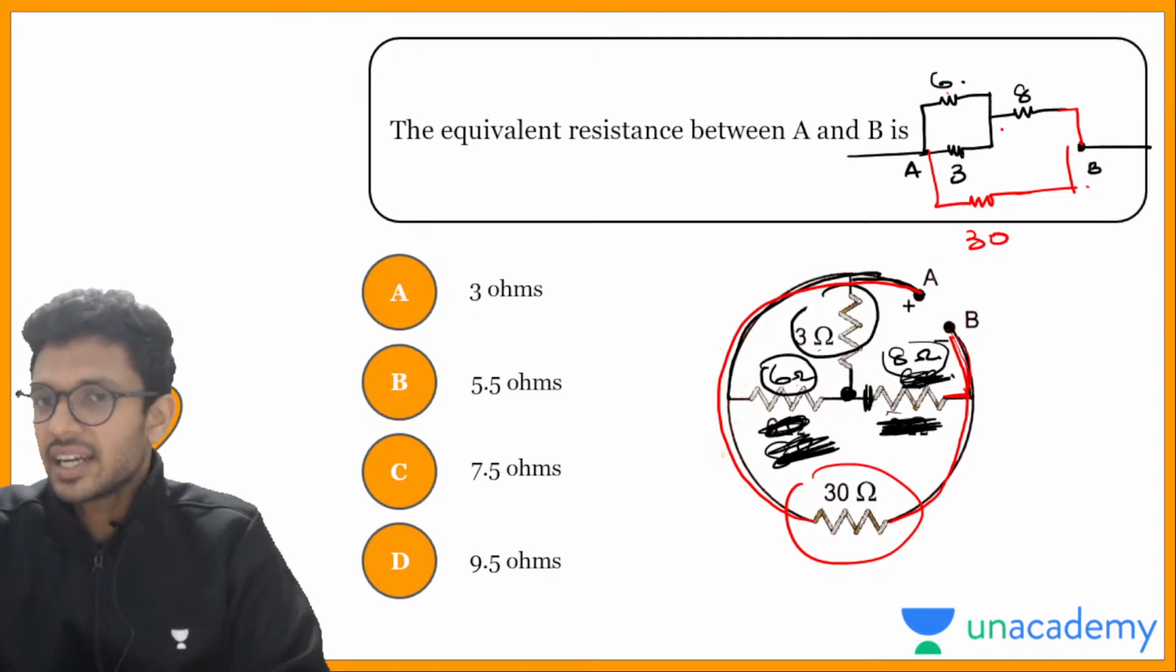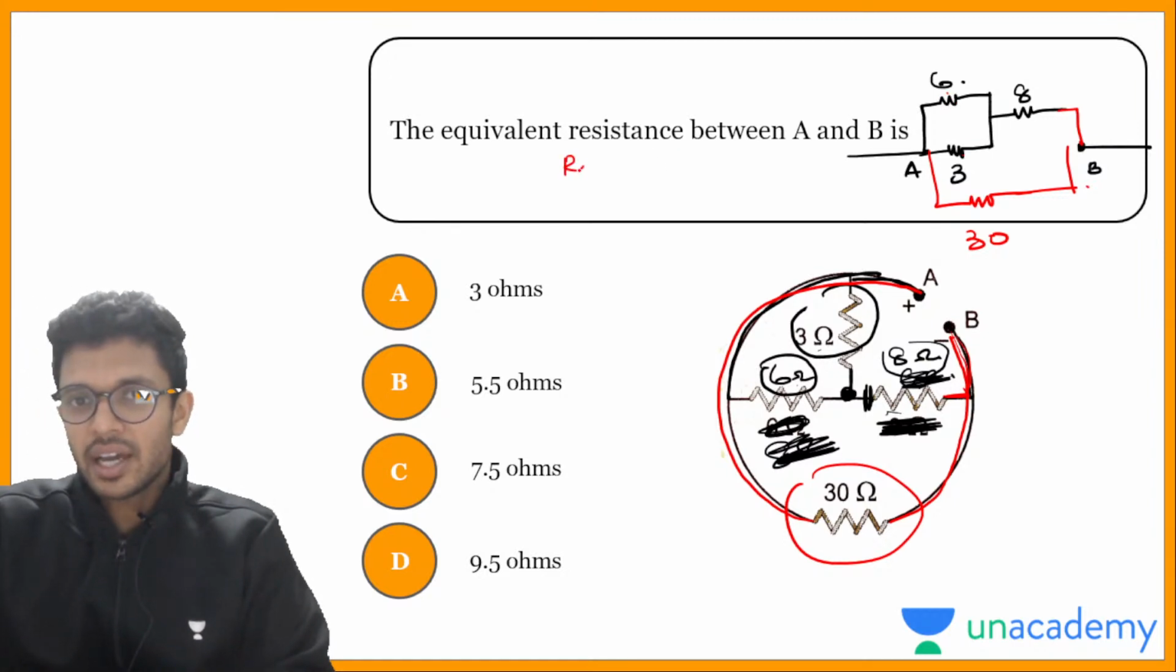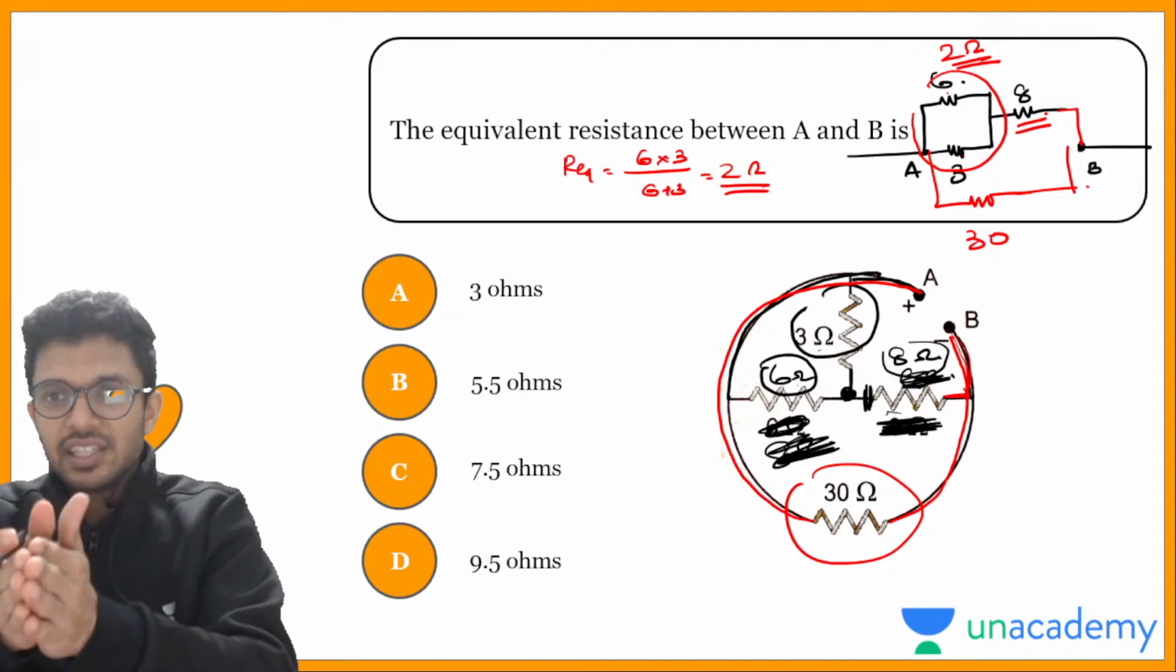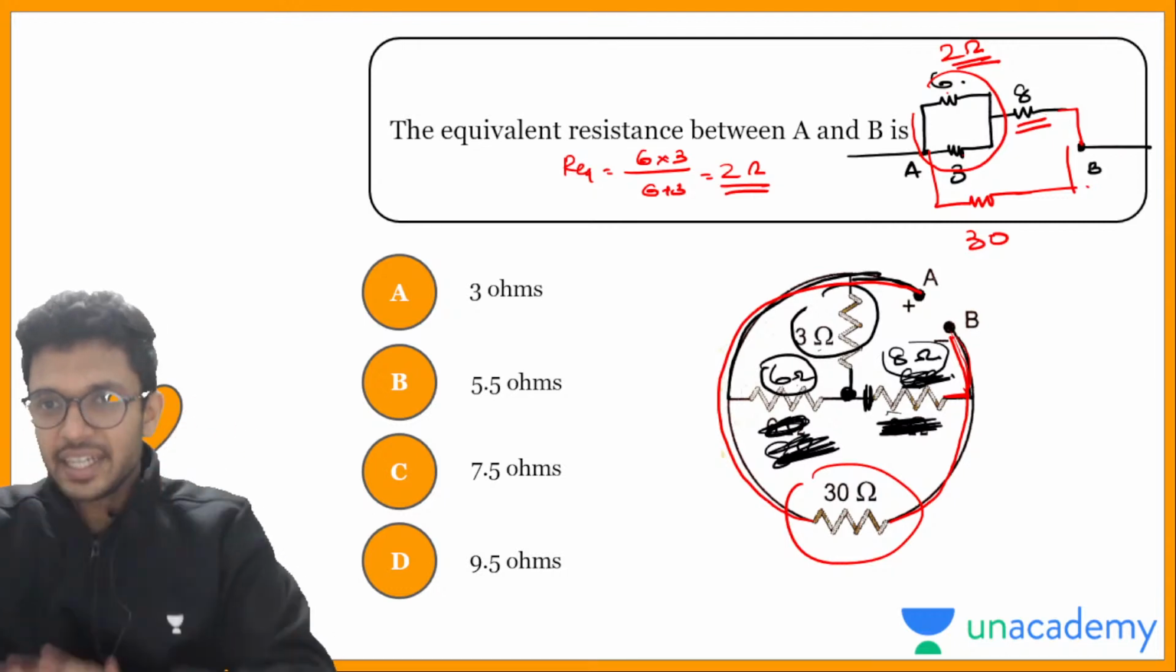6 and 3 are connected in parallel. So R equivalent is R1 into R2 by R1 plus R2, 6 into 3. You all know this formula, right? So 18 by 9, it's 2 ohm. So these two which are connected in parallel have 2 ohms. This 2 ohm and this 8 ohm, how are they connected? Series. So 2 plus 8, 10.